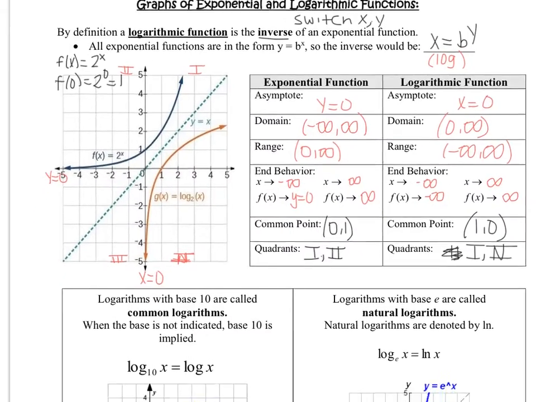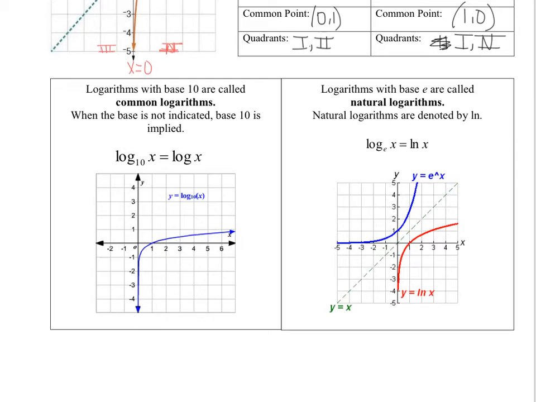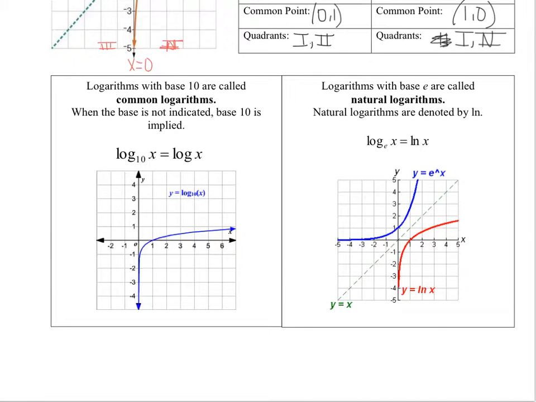Okay, now let's talk about different types of logarithmic and exponential functions. We could say that logarithmic functions with base 10 are called common logs. So when the base is not indicated, a base of 10 is implied. You won't see log base 10 of x, you'll just see log of x. You have to know that if I have a log of x, it implies log base 10. Okay, so this is a log base 10 function. Looks this way, where the asymptote's here, goes through the common point (1, 0).